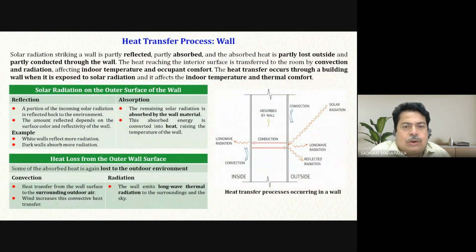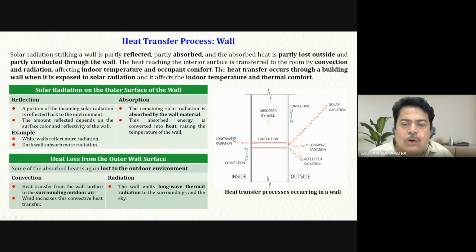Now let's look at the heat transfer process through the wall. In this figure, this is a wall, and we are trying to understand the heat transfer process. Solar radiation falls on the outer surface of the wall. Some amount of the radiation is reflected back. Some amount is absorbed, and that absorbed energy is conducted through the wall and goes inside the building.